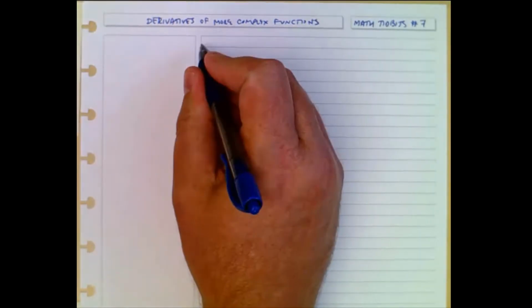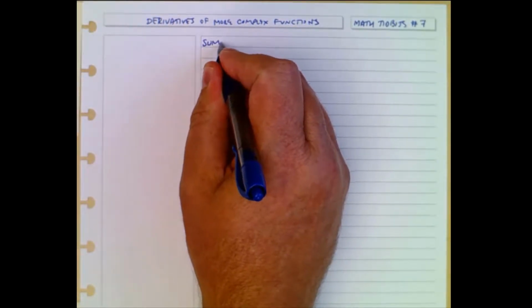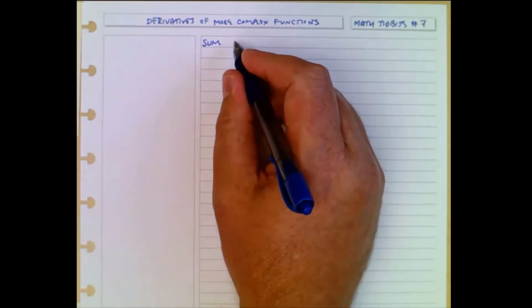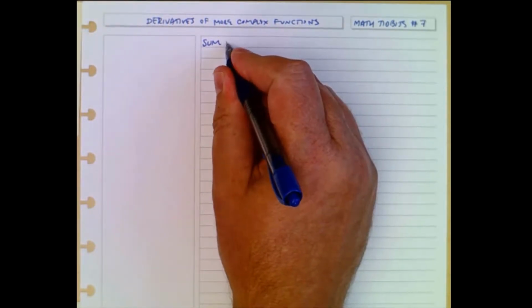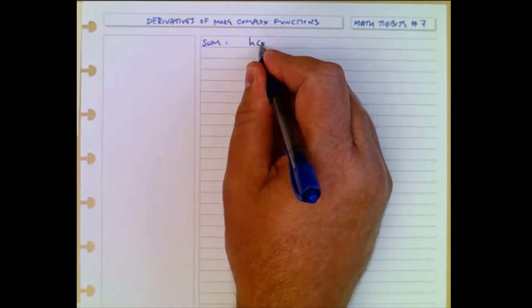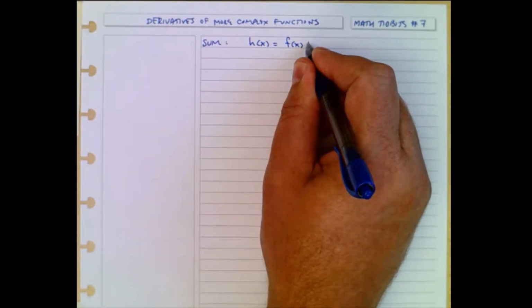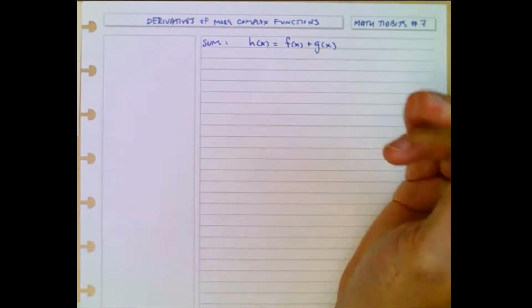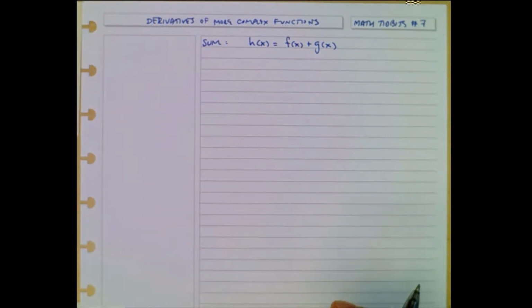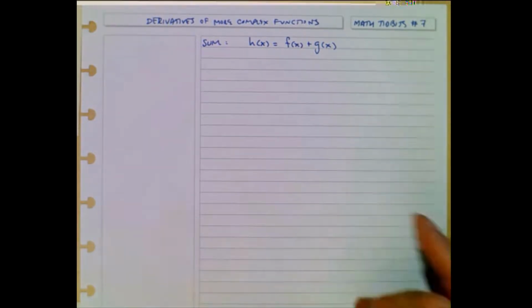And we'll begin. So a very simple case, one which follows exactly what you would expect, is let's suppose we have a function h of x, which is just the sum of f of x and g of x. And you're going to expect, of course, that the derivative of h is just the sum of the derivatives of f and g, and you're right.